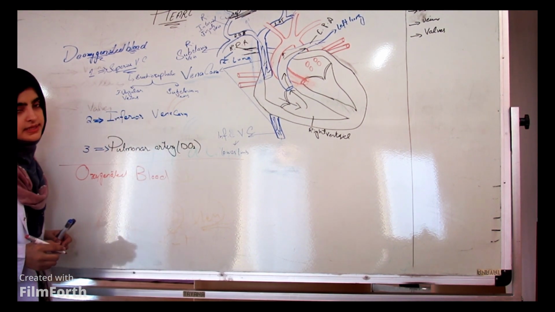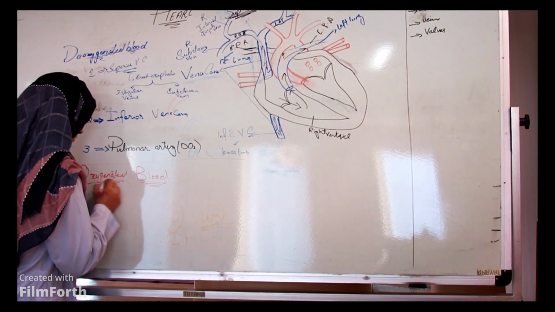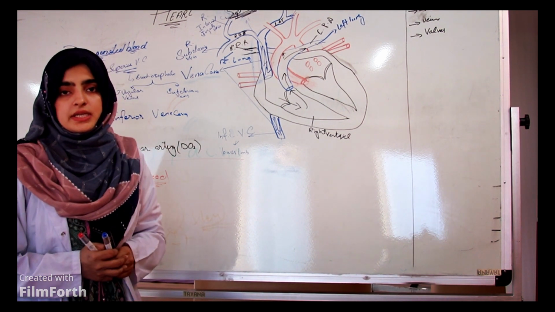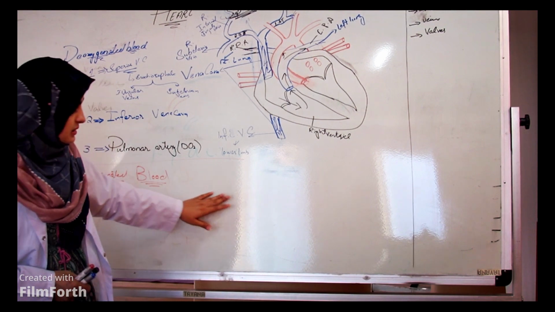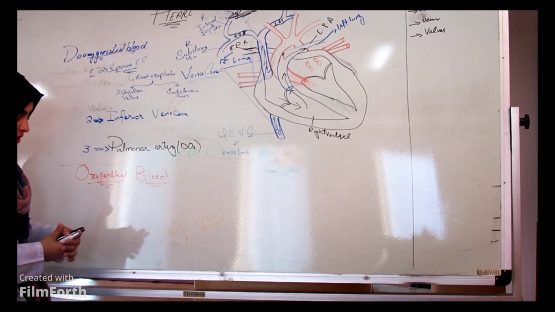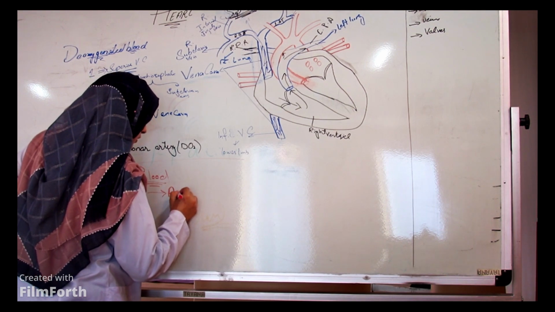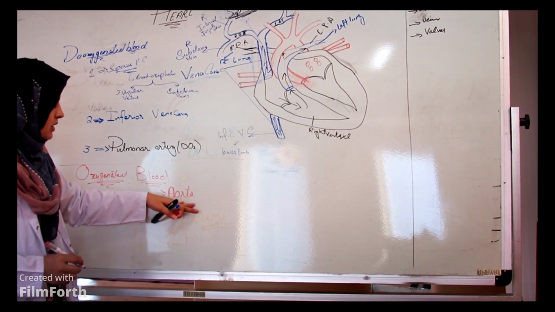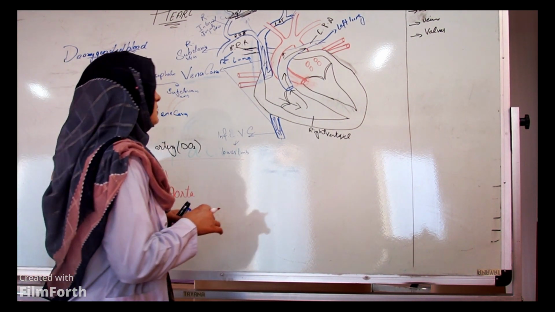Oxygenated blood is carried away from the heart. Which vessels carry oxygenated blood? The main vessel that carries oxygenated blood is named the aorta. The aorta is also a combination of three types of arteries.